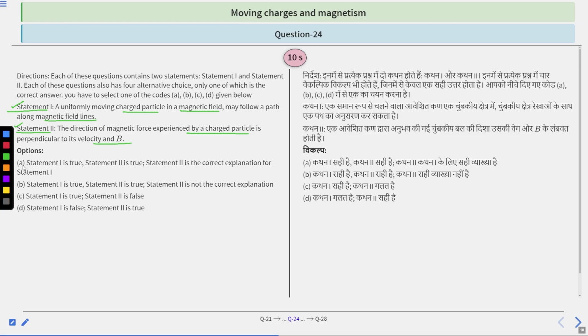Given options: A, statement first is true, statement second is true, statement second is the correct explanation for statement first. And option B, statement first is true, statement second is true, statement second is not the correct explanation. And option C, statement first is true, statement second is false. And option D, statement first is false and statement second is true. So which option is correct? Option A, option B, option C or option D. You have 10 seconds to solve this question. After 10 seconds, we will provide the solution of this question.